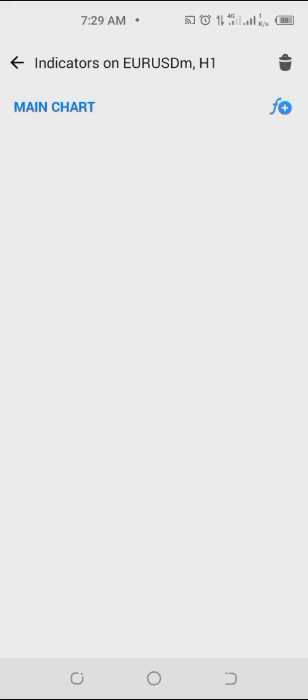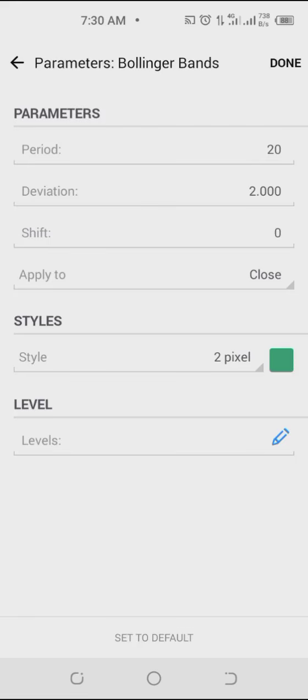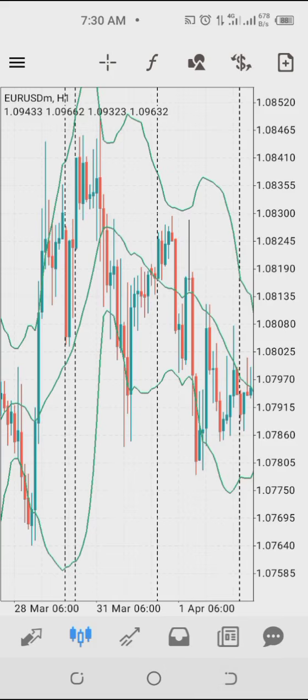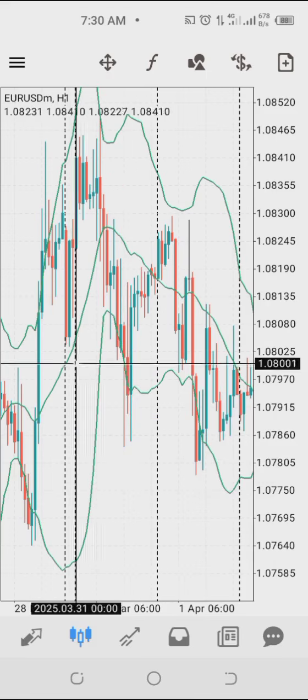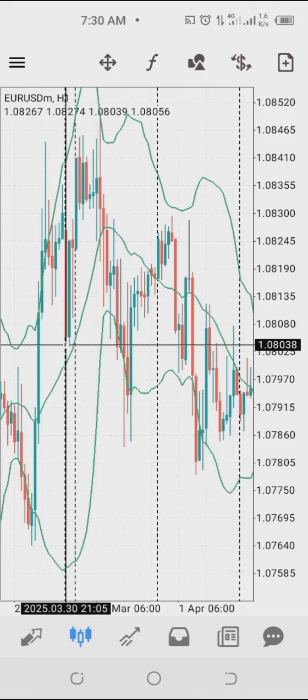So we'll go straight to adding our indicator, the Bollinger Band. Now we're going to be making use of the period 20, deviation 2.0, shift 0, apply to close, and then I'm using the green color. The color doesn't matter actually. Now it's been added to the chart. Yes, so this is how the Bollinger Band looks. Okay, that's how it looks like.